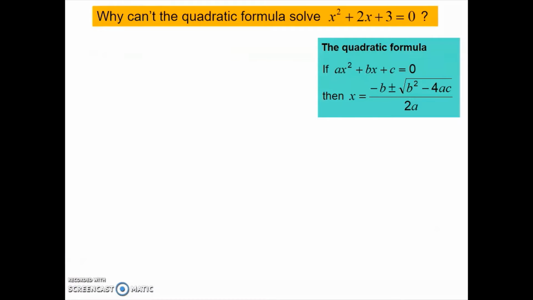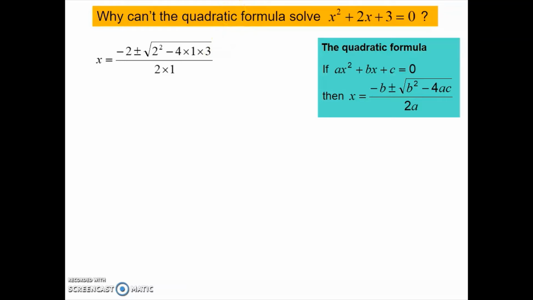Just before we finish up the video and the topic of quadratic formula, I would like to talk about this situation. Let's just have a think of the question. Why can't the quadratic formula solve x squared plus 2x plus 3 equaling 0? Why would we not be able to apply the quadratic formula in this case? Let's have a think about that.